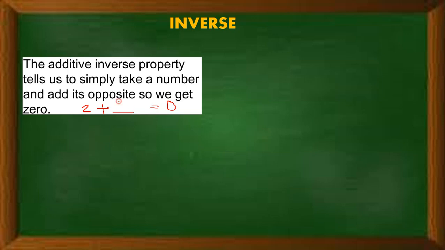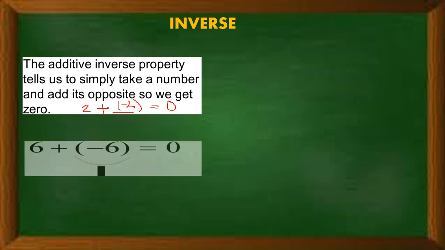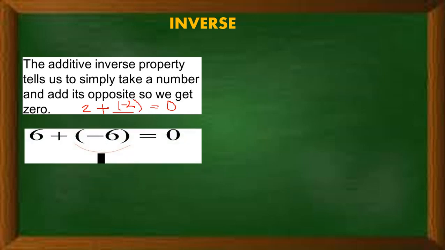Nothing but minus 2. That means if we have the number 6, what we have to add to this 6 is minus 6. Then only we get the additive identity 0. So this minus 6 here is the additive inverse. By adding this, we get the additive identity. So minus 6 is the additive inverse of 6.